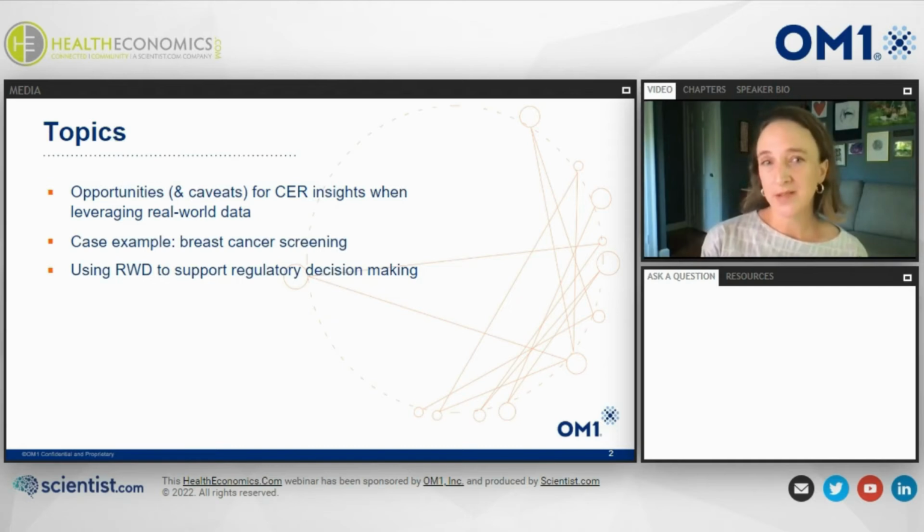But then I'm also going to go through the lens of a real-world data-based comparative effectiveness study on breast cancer screening mammography that we're doing at OM1. And then I'm going to finish with a few remarks about regulatory grade evidence from real-world data, including regulatory decision-making and some of the special considerations there for comparative effectiveness research.